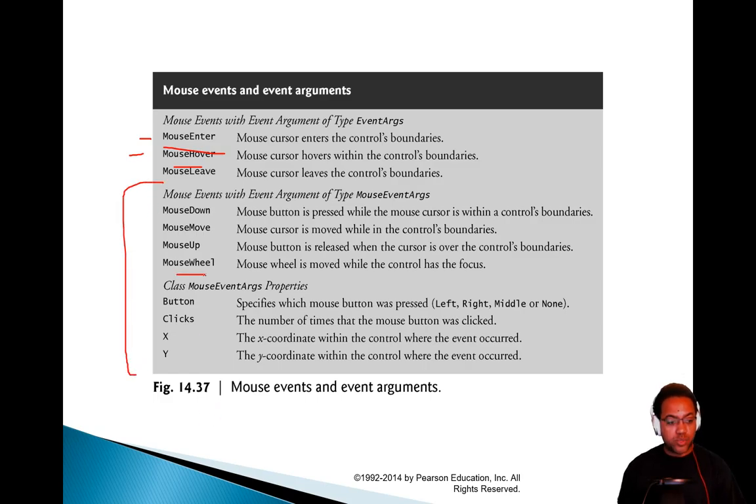So mouse wheel, mouse up, mouse move, mouse down. These are all mouse movements that are inherent to the mouse itself. And the properties inherent are also here that allow you to, when the mouse reaches this X value and this Y value, do this event.